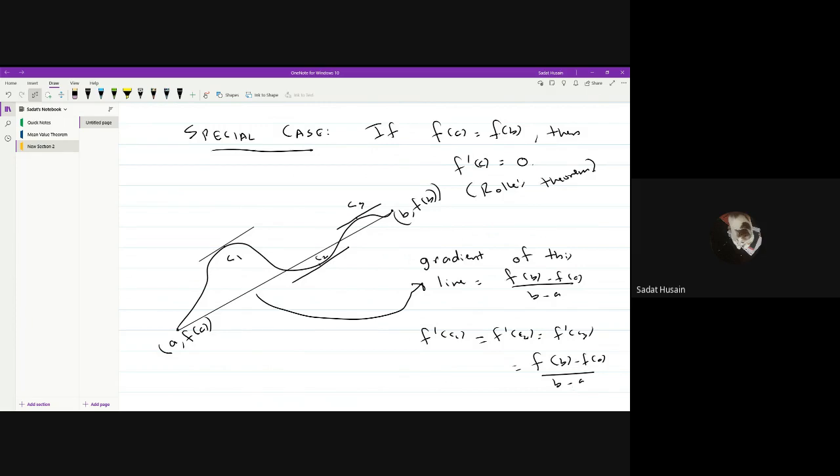If I rotate this whole curve so that f of a and f of b are the same, then it becomes Rolle's theorem, right? If I were to rotate this curve, about this point, to make f of a the same as f of b, then f of a and f of b would be the same, and we would have Rolle's theorem, right?